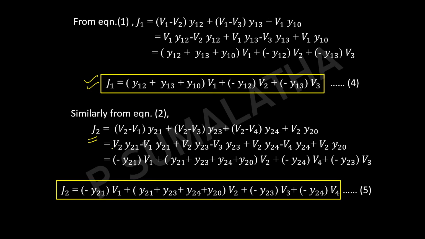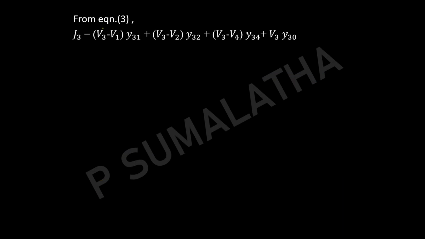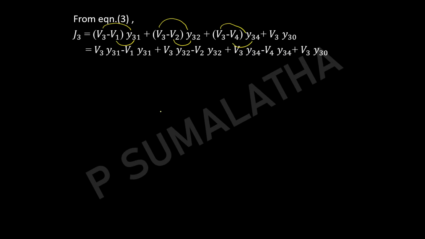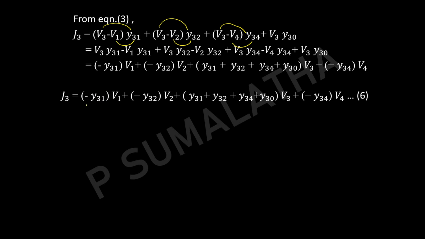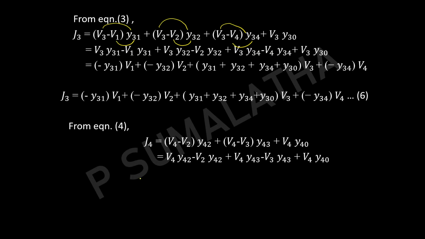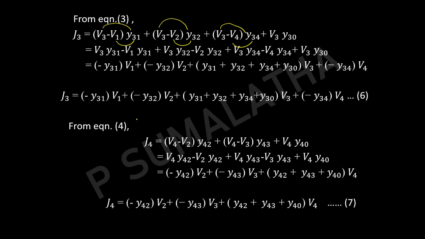Now similarly we have to simplify the equations for J3 and J4 also. For the J3 equation, we multiply all these values and add the V1, V2, V3 and V4 terms together. This is the final equation that we get for J3. Let us take the J4 equation also, split, simplify and arrange according to the V1, V2, V3, V4 voltages. If V1 is not present, the coefficient corresponding to V1 will be 0. If any term is missing in the equation, the coefficient of that term will be considered as 0.